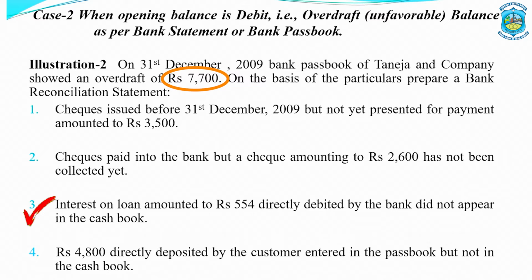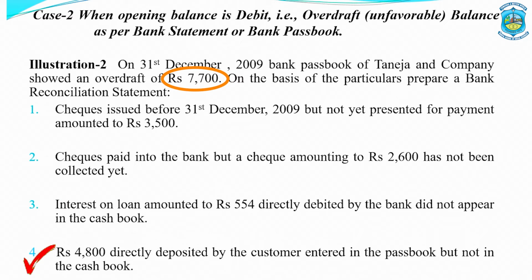So we don't know whether this amount of 554 has been debited from our account. So ultimately we did not record this 554 rupees worth of interest, which is being charged by the bank, in the cash book.